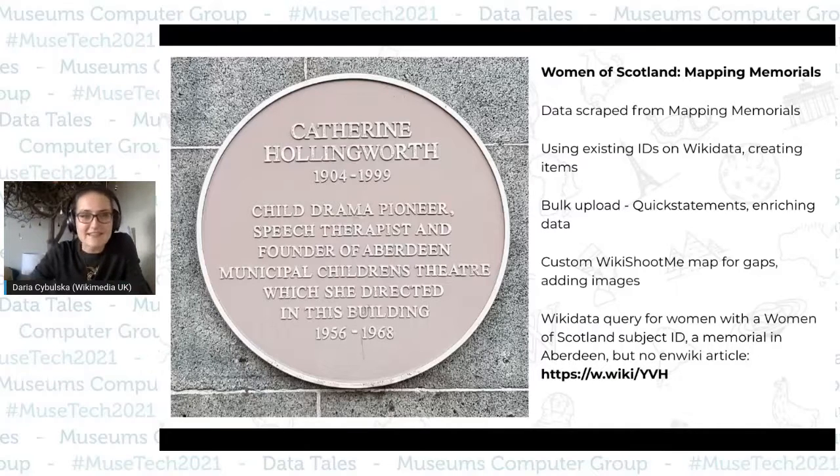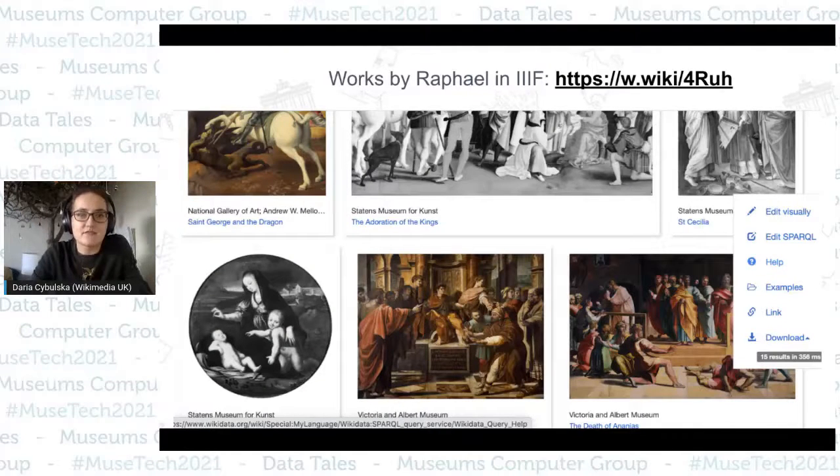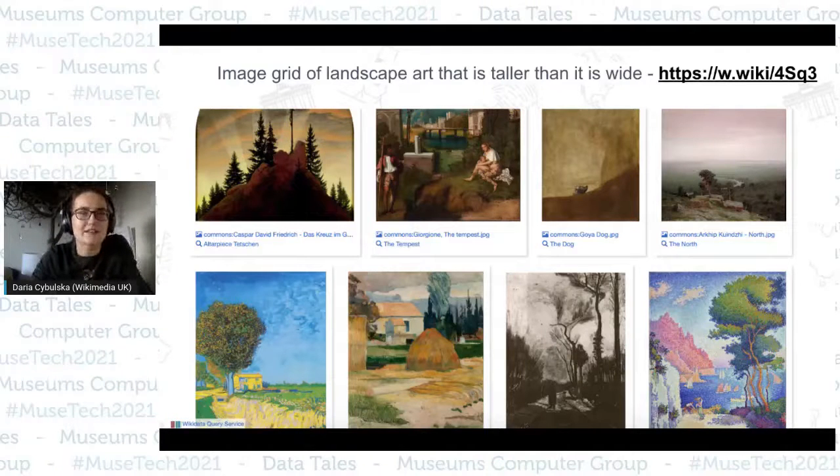Some quick other possibilities, because they really are endless, but I'll show you a few. So here is a search for works by Raphael in IIIF, and as you can see, it comes from a lot of different organizations. This is something that can be generated through Wikidata, and you get this illustration of the works. Another example, a bit niche perhaps, is an image grid of artworks of landscapes that are taller than they are wide, again bringing together many sources of artworks in one place.